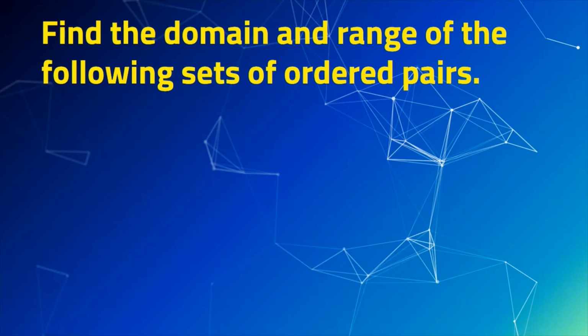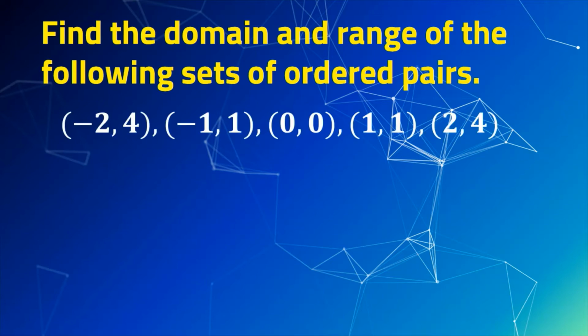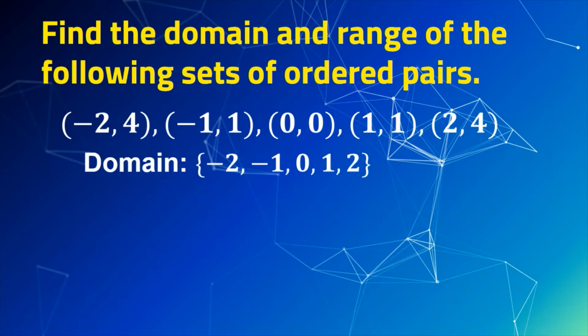Next one, we have finding the domain and range of the following sets of ordered pairs. So we have the first: (-2, 4), (-1, 1), (0, 0), (1, 1), (2, 4). To find the domain of this set of ordered pairs, all you have to do is just get the first elements. We have -2, -1, 0, 1, 2. And to find the range, you're just going to write all the y values, and that is 0, 1, 4.